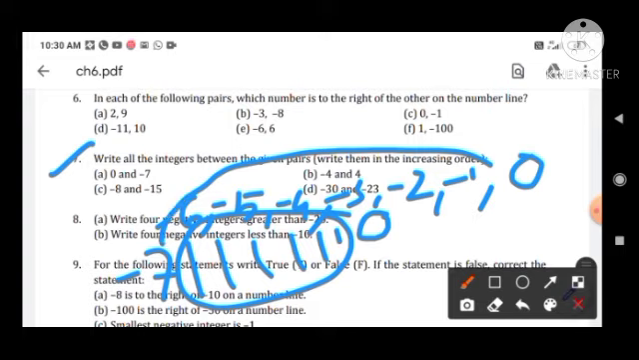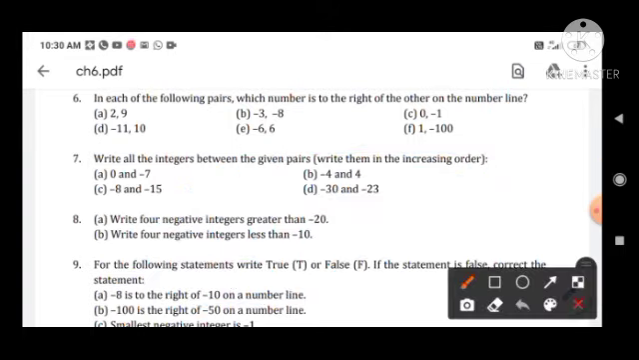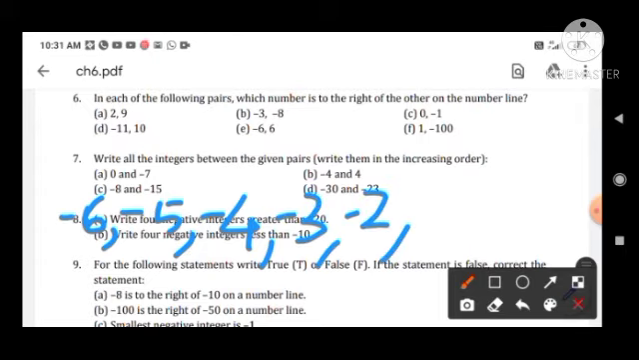So what are the numbers between 0 and -7? And you have to write in increasing order, not -1, -2, -3, -4, -7. You will not write like that. You have to write in increasing order. Increasing order means small to big. So which is the smallest here? -6, then -5, then you will write -4, -3, -2, -1. Okay, this is your answer for question number 7A.